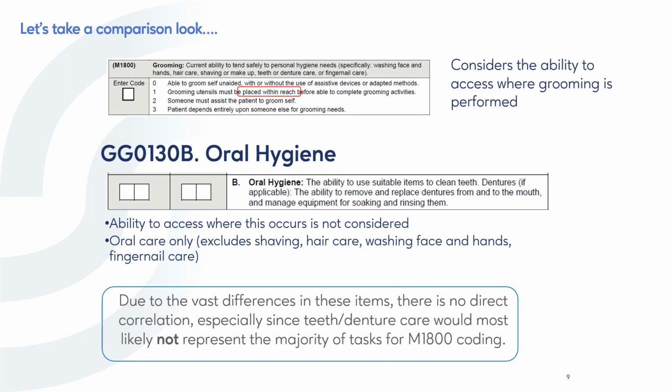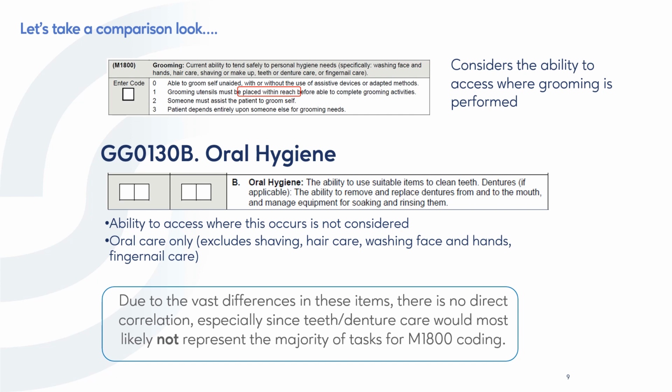So let's look at two items that people are trying to compare one to the other. It doesn't really work with these two, the M1800 grooming and the GG 0130B, the oral hygiene. And that is because the grooming is looking at washing your face and hands, the hair care, shaving or makeup, teeth or denture care, or fingernail care.